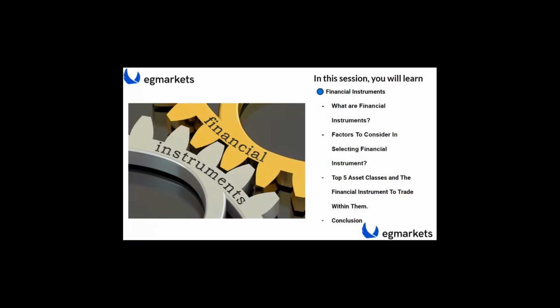Money is flowing in that financial instrument, so it makes it easy for you to be able to buy and sell that financial instrument. It makes it easy for you to be able to enter and exit a position on that financial instrument, be it a buy position or a sell position.